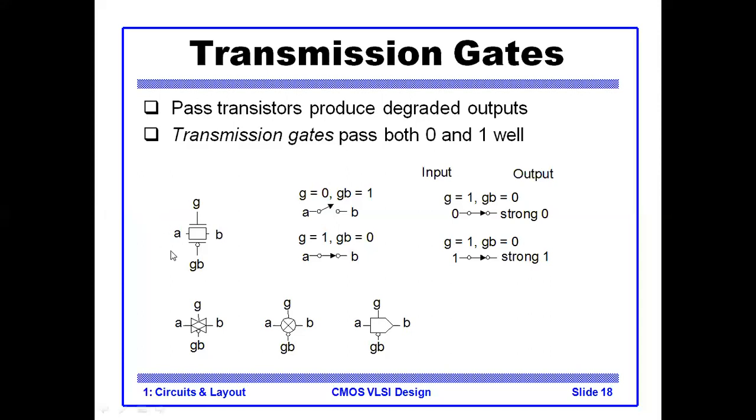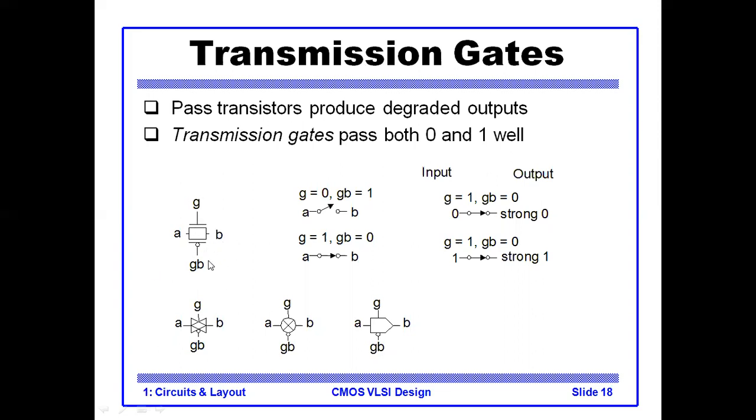Here is the symbol of the transmission gate. A is the input, B is the output, and this is the G. It is just a combination of two transistors. This is the NMOS type of transistor, and this is the PMOS type of transistor. By combining these two transistors, we can construct a transmission gate. In the NMOS there is no bubble, so I am applying G there, and its complement, G bar, to the PMOS. One is the input A, and the output is B.